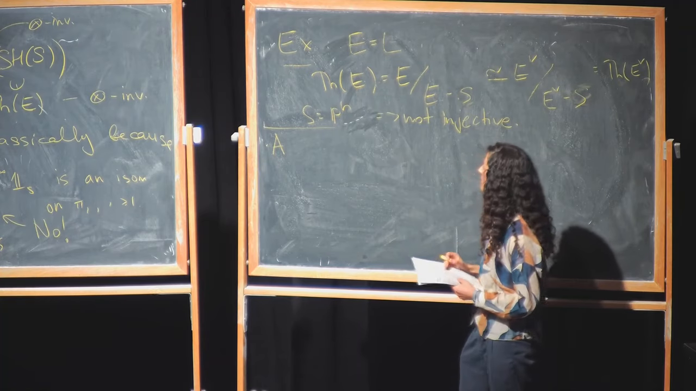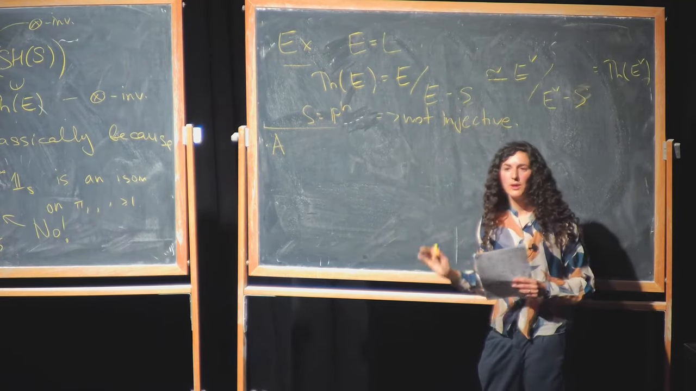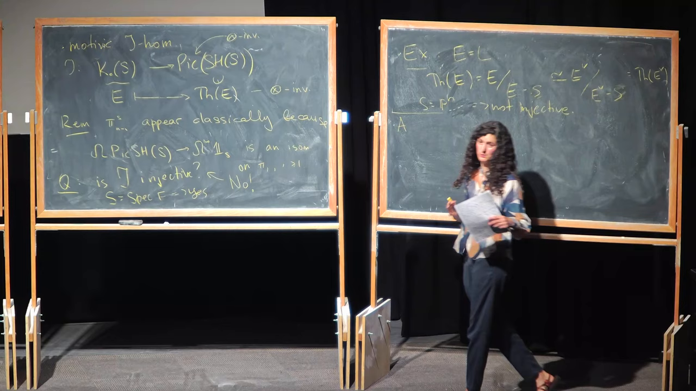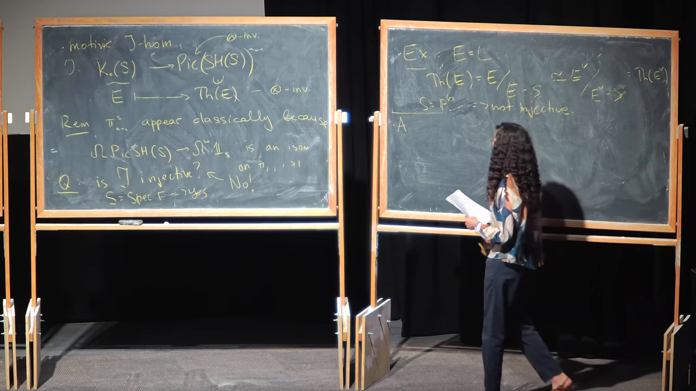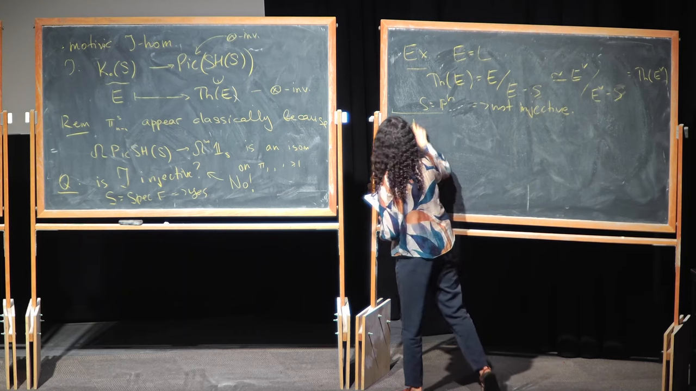Okay, so the thing is, we will see in a bit that this is an example of a more general phenomenon where the J homomorphism gives the same image on different objects. So this will be the basic example. And to say more generally when it happens, I need to tell you what Adams operations are, or at least mention that.